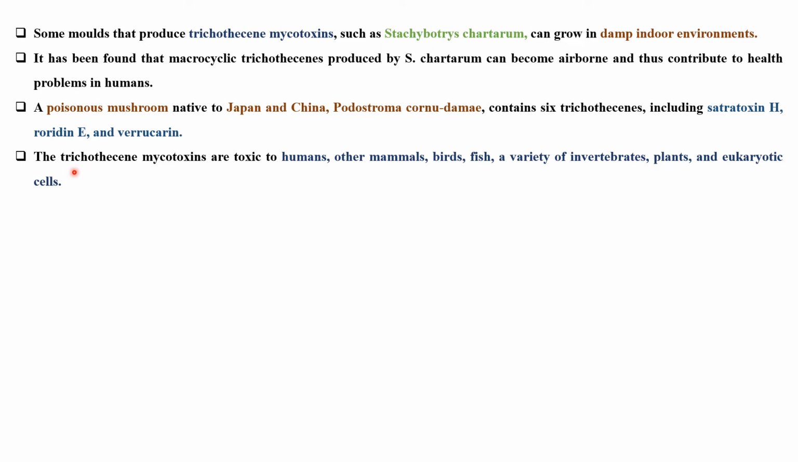Okay, in the board exam. The trichothecene mycotoxins are toxic to humans, other mammals, birds, fish, a variety of invertebrates, plants, and eukaryotic cells. So you can understand that not only humans who are consuming this, also the other mammals. Like for example, some rodents in the warehouse, or some cats or some kind of domestic animals, or some birds who are feeding on this grain. Fish who have a chance of consuming this mold-contaminated grain, their health also will get affected, right?